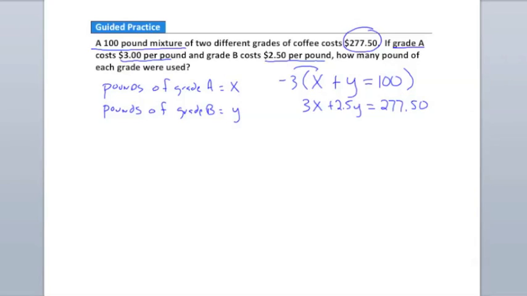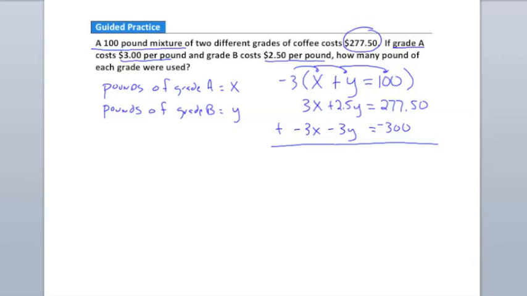So I'm multiplying this -3 by all the terms up here, and so let's see, -3 times X would give me a -3x, a -3 times Y would give me a -3y, and then finally a -3 times 100 would give me -300. So I'm going to go ahead and add these equations together to drop that X variable out. And you can see 3x plus a -3x gives me 0.